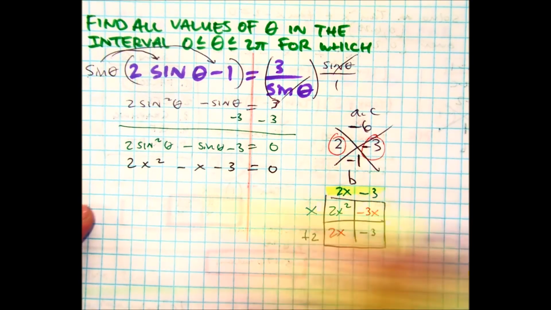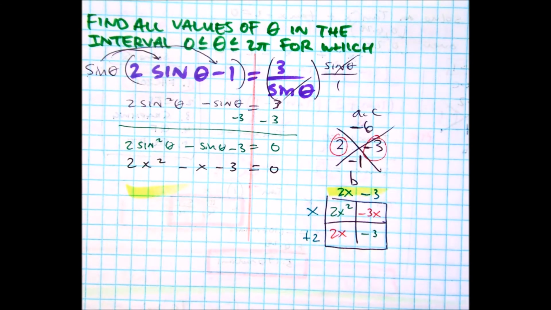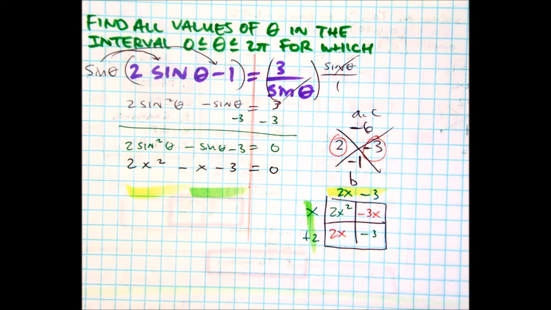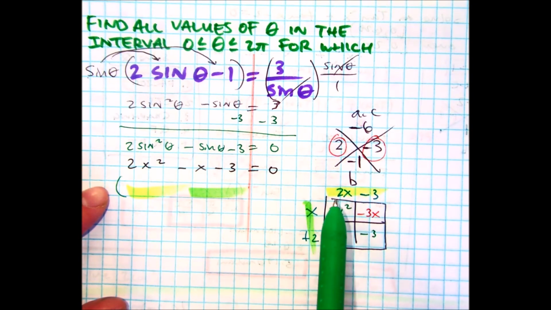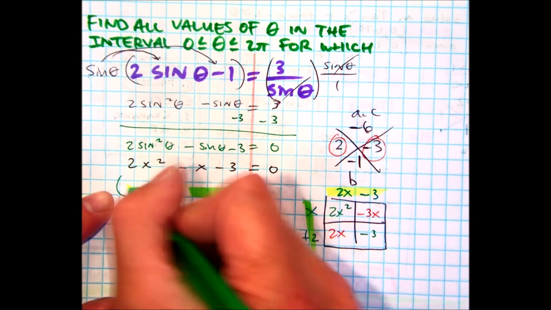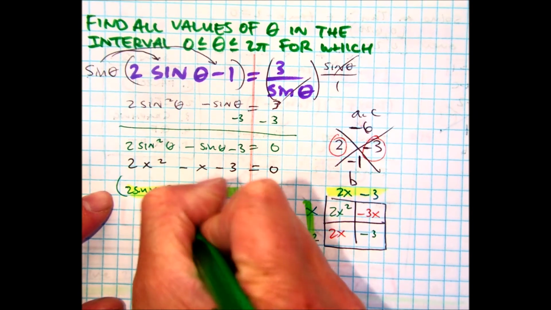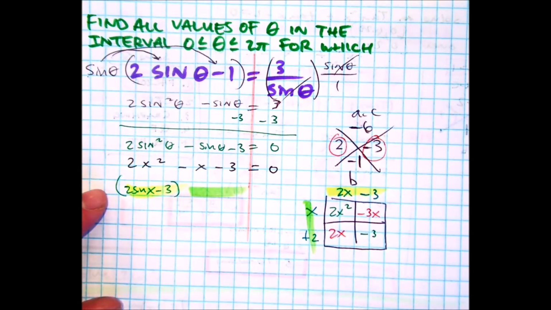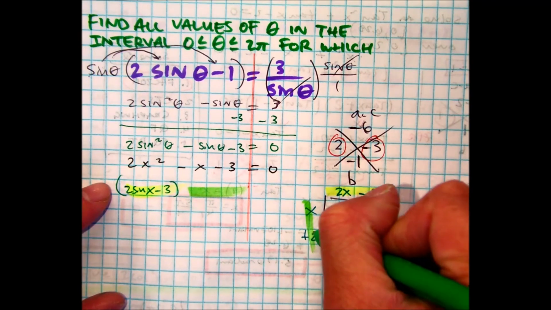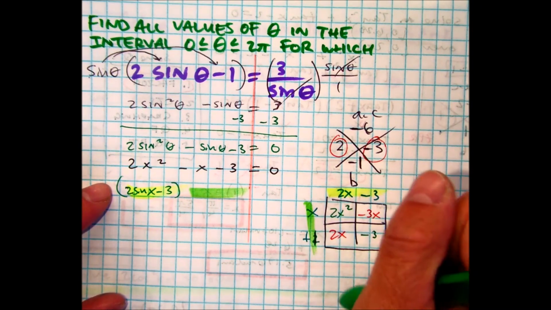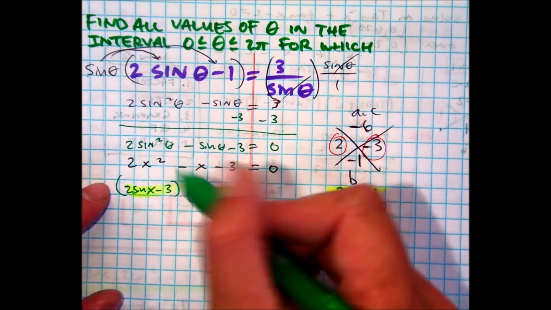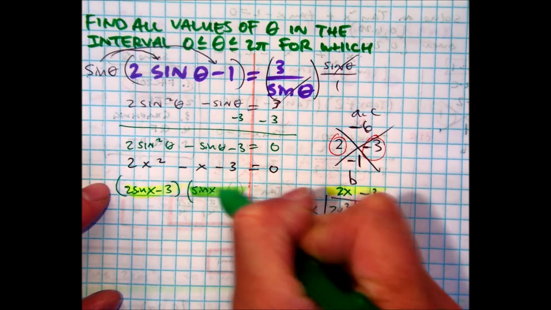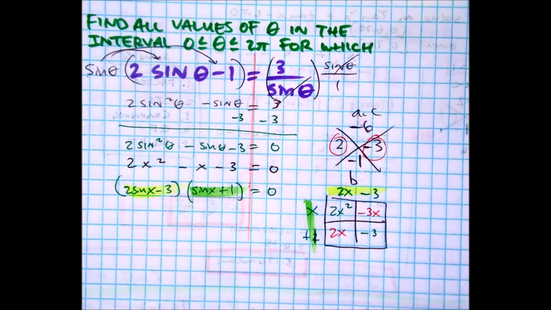So when I write this now, I'm going to have 2x minus 3, but instead of having the x, now I can put my sine back in there. Oh, you are right. Good job, Tom. Is it plus 1? Yes. And then in this direction it'll be what? It'll be sine. So basically we just factored.